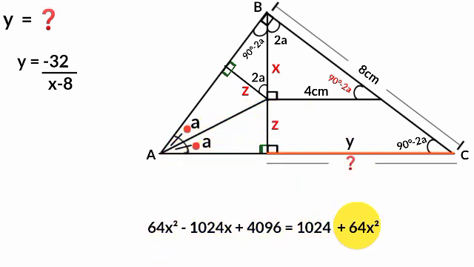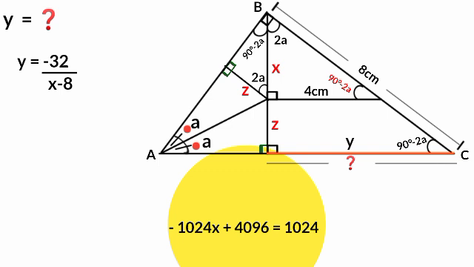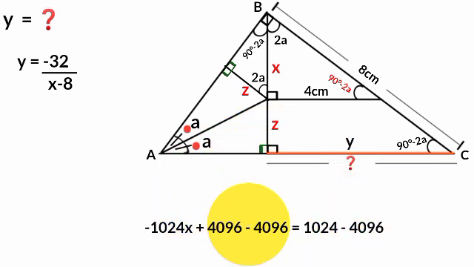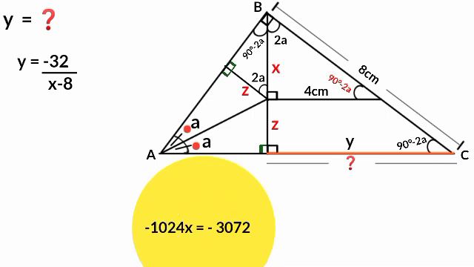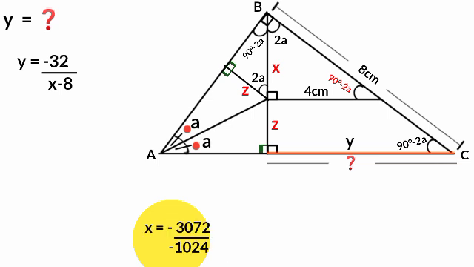This 64x squared cancels this 64x squared. Subtract 4096 from both sides. Here 4096 minus 4096 is 0, and here 1024 minus 4096 is minus 3072. So minus 1024x equal to minus 3072. Divide both sides by minus 1024. Here minus 1024 cancels minus 1024, while here minus 3072 divided by minus 1024 is 3. So x equal to 3.